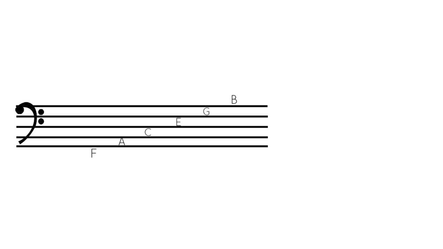And so, for example, the first note, F, down at the bottom there, that's going to be 4th finger on the C string for the cello. The A is going to be 1st finger on the G string, C is going to be 4th finger on the G string, E is going to be 1st finger on your D string, G 4th finger on your D string, and B 1st finger on your A string.